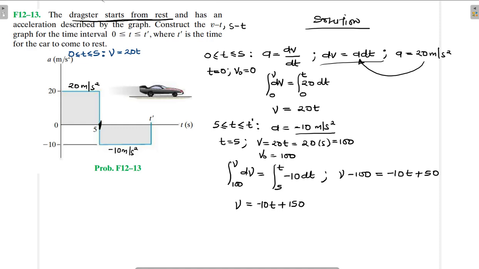All right, so from 5 to t prime, our velocity is equal to minus 10t plus 150.